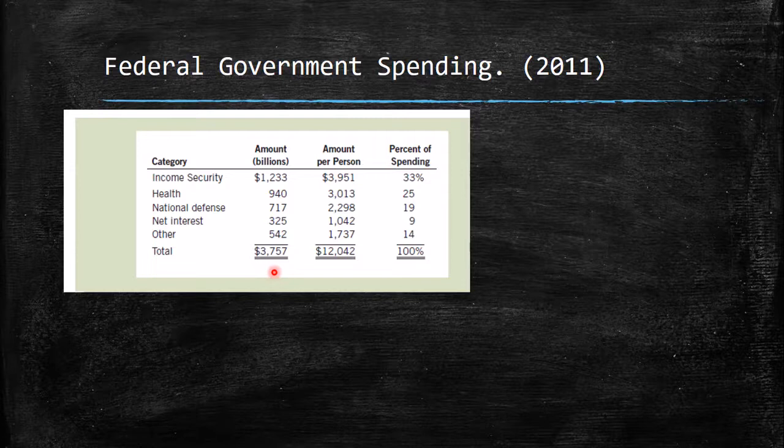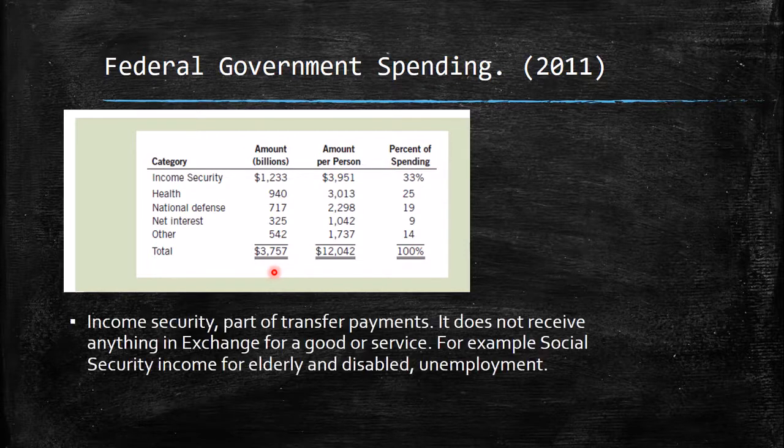So the United States, at least for 2011, but actually for several years, faces this budget deficit. Here we have, for example, income security, which is the most important, at around 33% of total spending for the federal government. This is a kind of transfer payment. Basically, with a transfer payment nothing is received in exchange for a good or service. As an example, we have social security income for the elderly and disabled, and employment. So with these transfer payments, nothing is received in return.